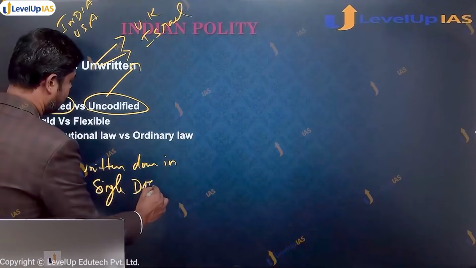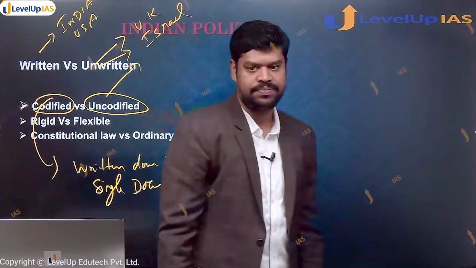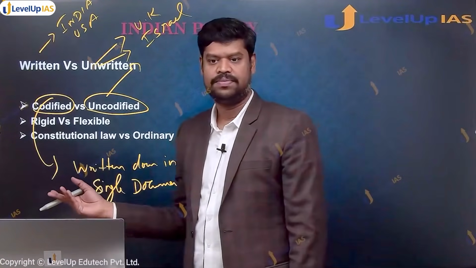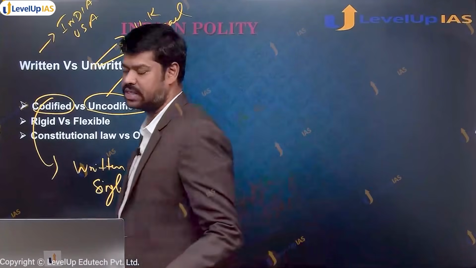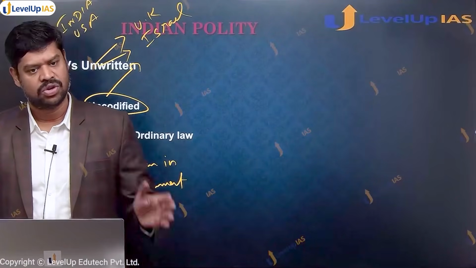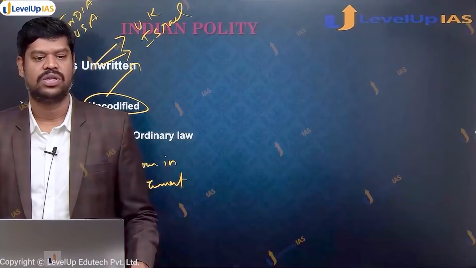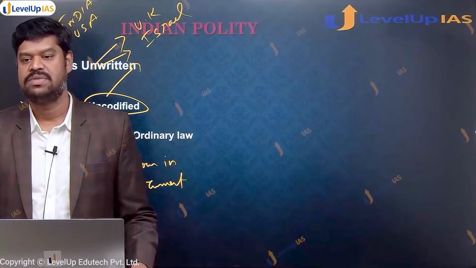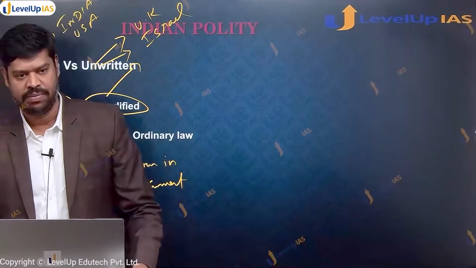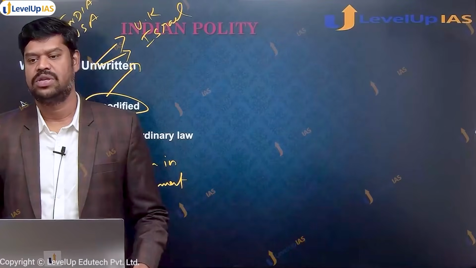But this is not necessarily always a single document. What does it mean by uncodified then? Uncodified, as the name suggests, is it written down or not written down? That is exactly what you'll have to understand. An unwritten constitution does not necessarily mean that it is not written down. It is also written down, but not in one single place. Do not have the misunderstanding that an unwritten constitution is not written down. It may be written down, but it may not be written down in one single place. That is what is called an unwritten constitution.